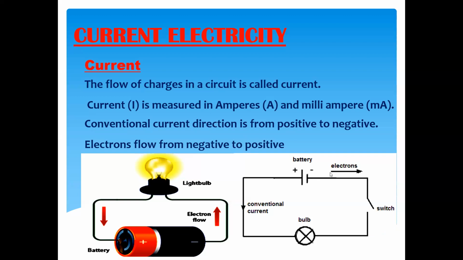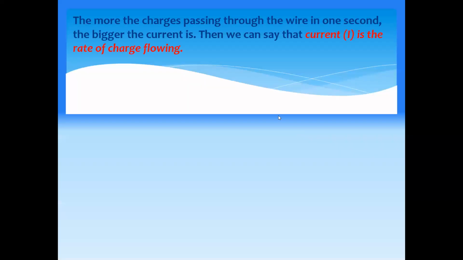So if you have a battery and you want to show the electron flow, the electrons will move from the negative terminal. But if you want to show the conventional current or direction of the current, it is from positive to negative. If a greater number of charges pass through a wire in 1 second, it means the current will be higher. Current is denoted by I, which is also the rate of charge flow. Q stands for the charge, and t is the time interval. So current is equal to charge divided by time.